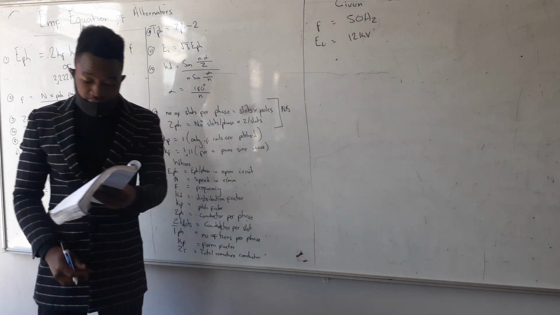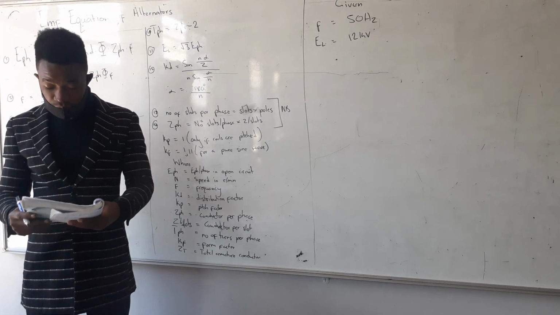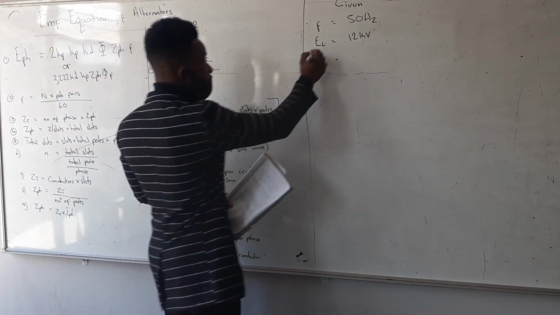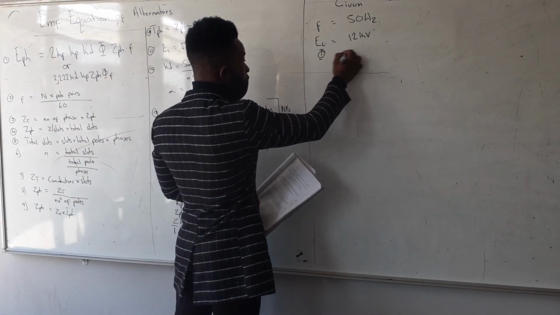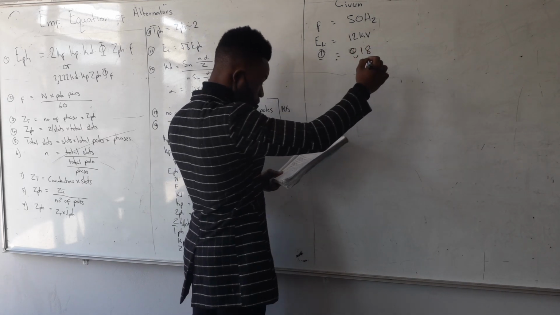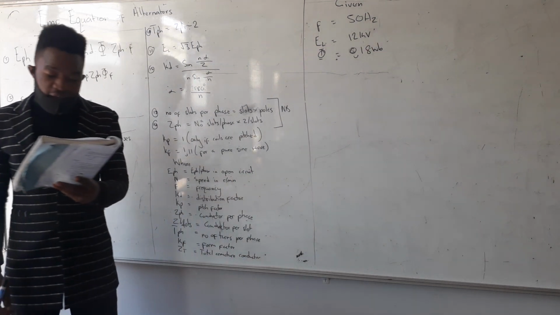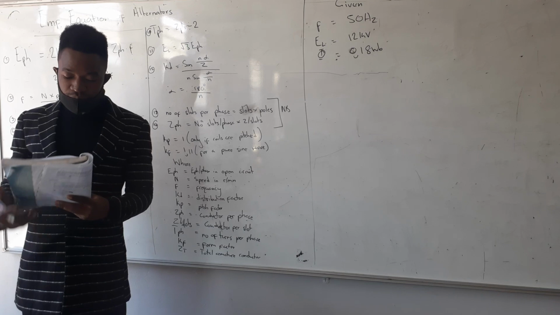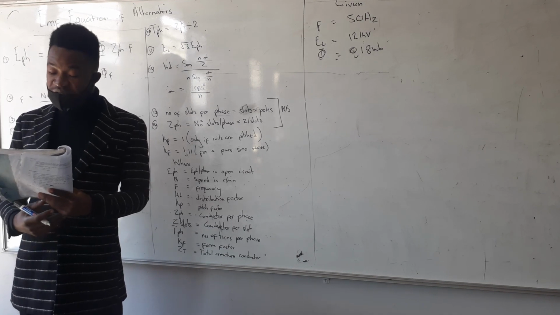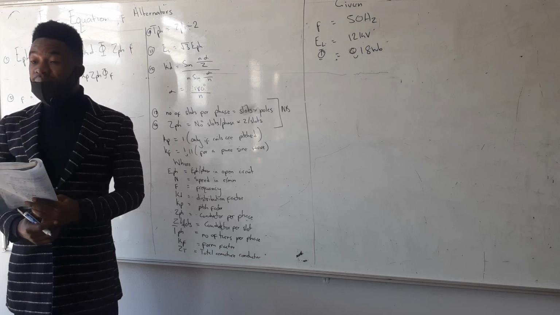All right, they're saying when the machine is in an open circuit, the flux per pole is 0.118 Webers. They're saying assume the full pitch coils, and the stator has 6 slots per pole per phase.